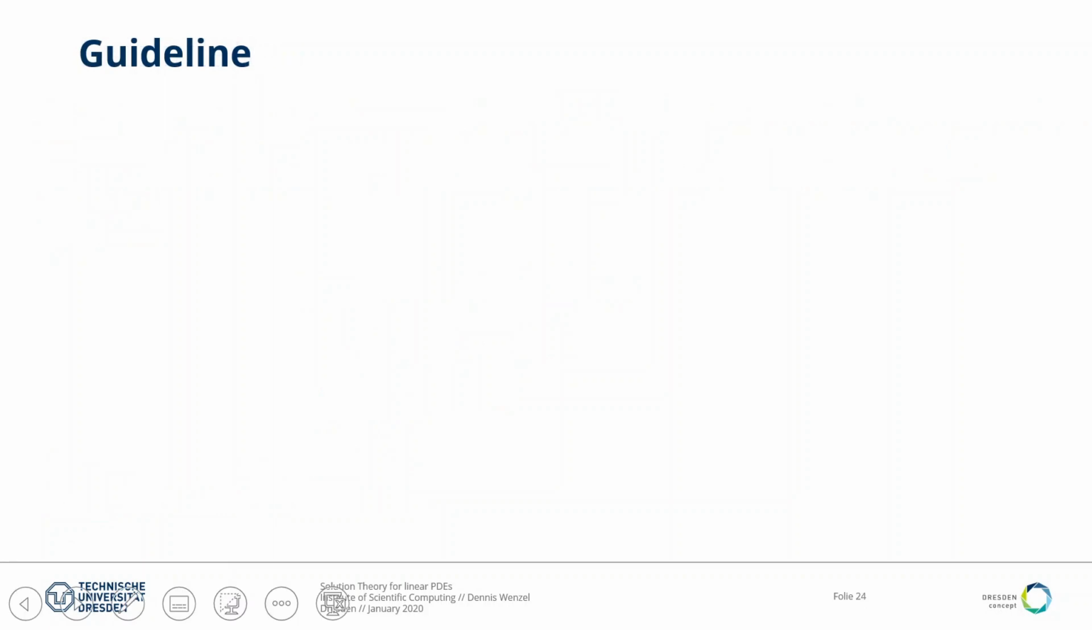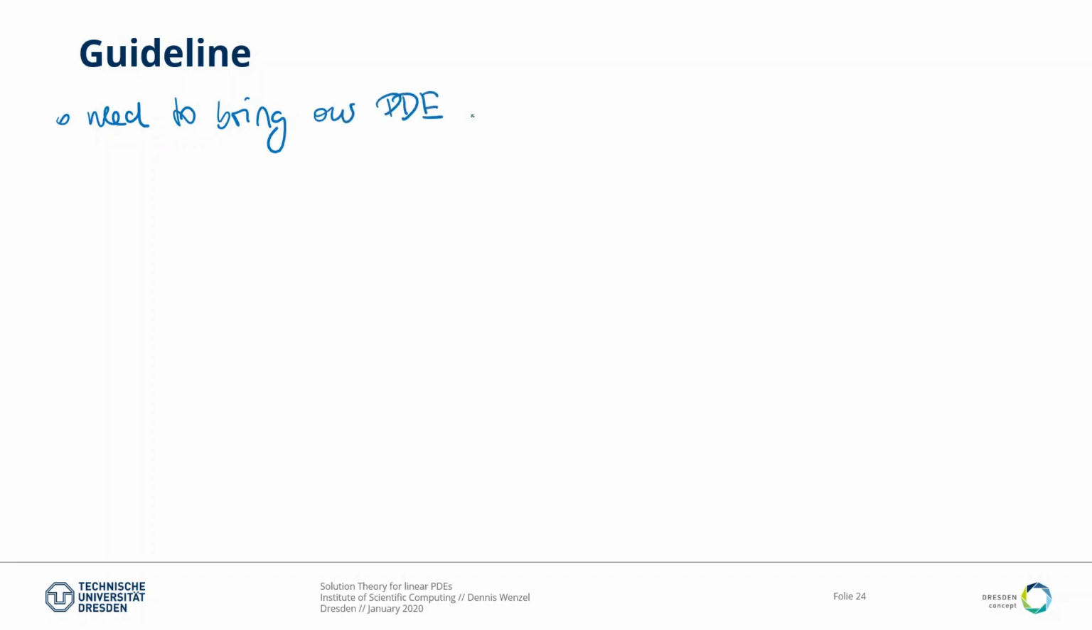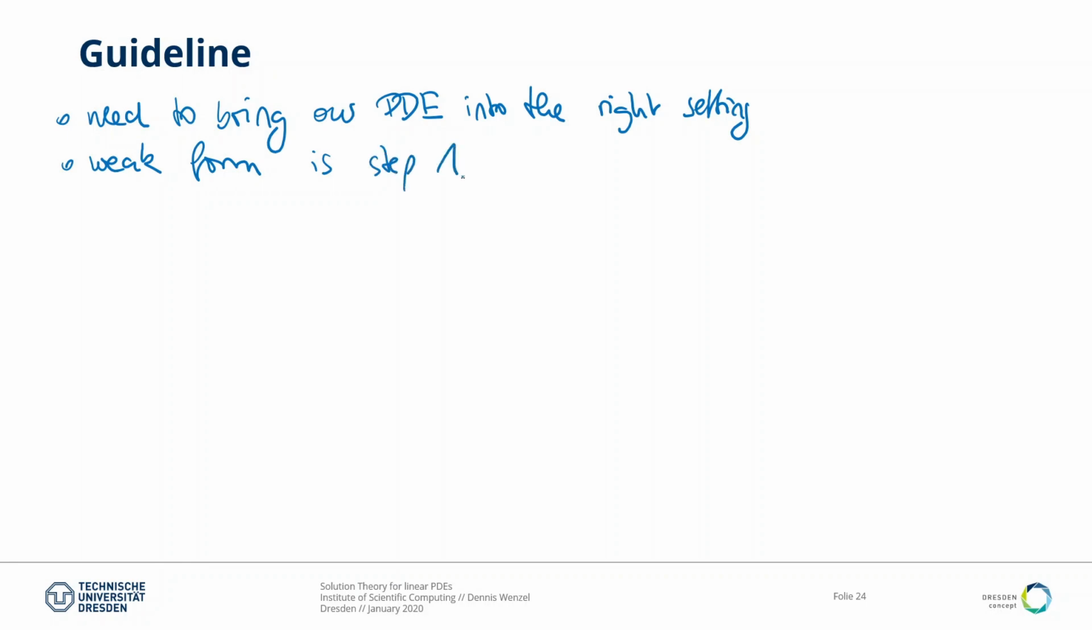And for this, I want to give you a guideline how to use this. So in order to use the Lax-Milgram lemma, you need to bring your PDE into a form that is, well, applicable for this setting. So we need to bring our PDE into the right setting. And the first step is always to derive the weak form. That is something we have talked about before. That is step one, I would say.